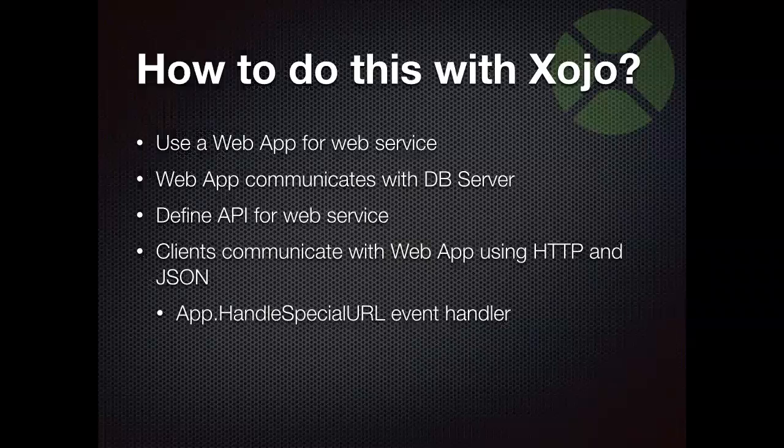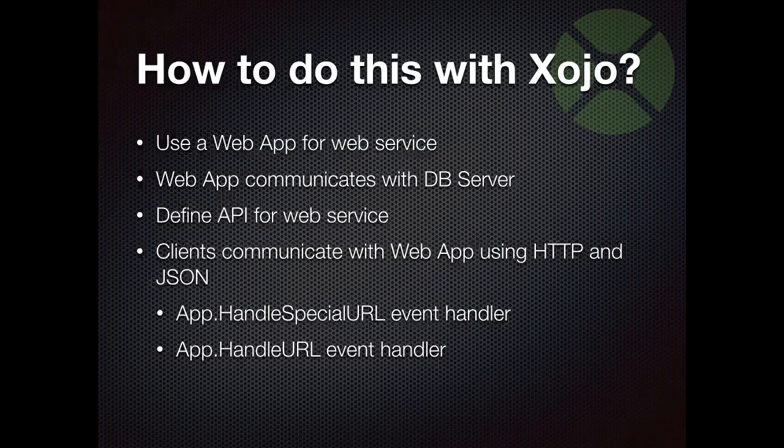And then in the Xojo web app, there's two event handlers that you can use to process the web service API calls, and that's either HandleSpecialURL or HandleURL. They don't really work differently. They just control the type of URL path that you're allowed to send in to the web app.